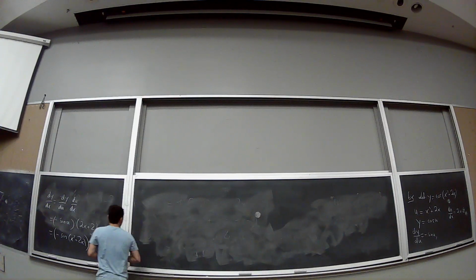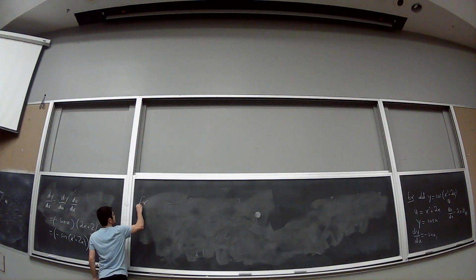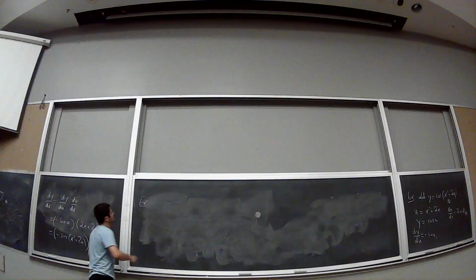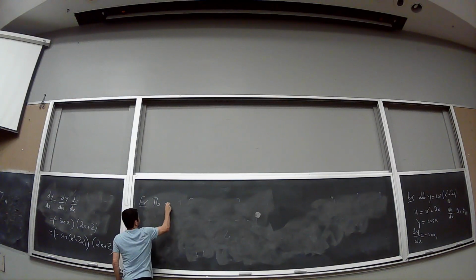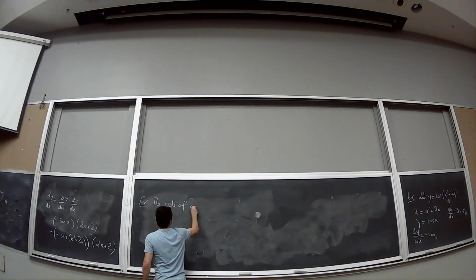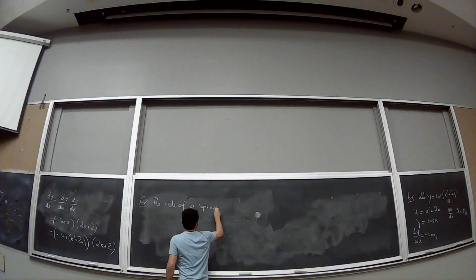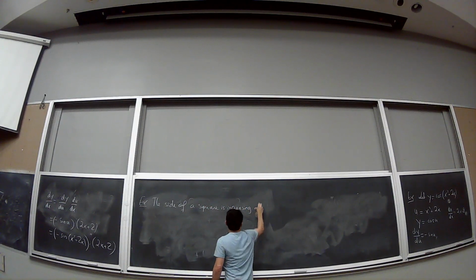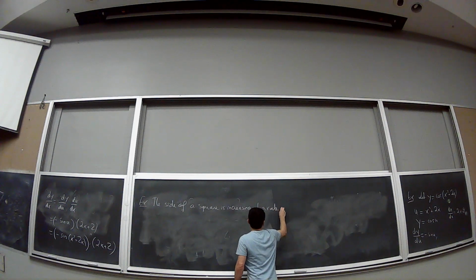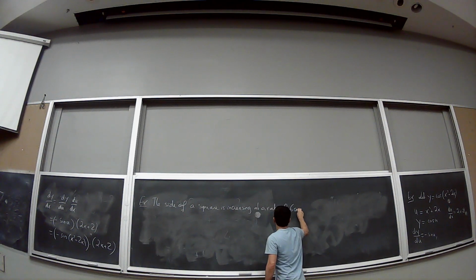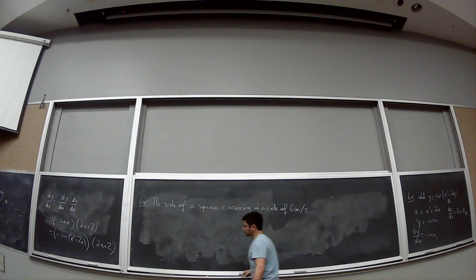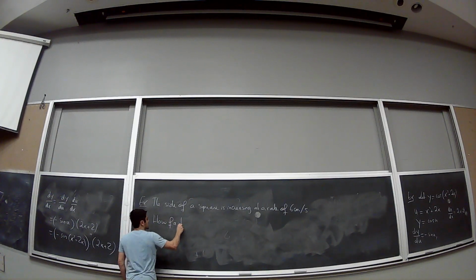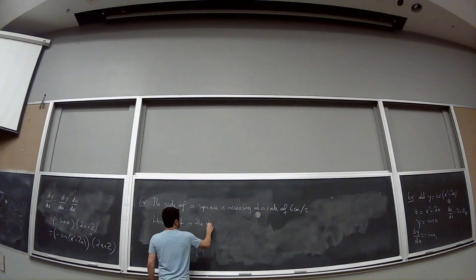So, an example. You will see more of these later, but let's start with a nice small example. The side of a square is increasing at a rate of 6 centimeters per second. How fast is the area of the square increasing?